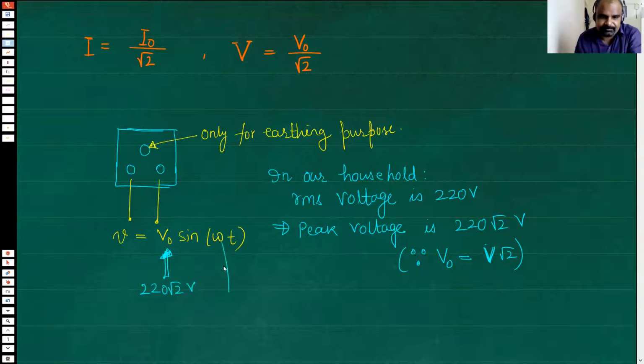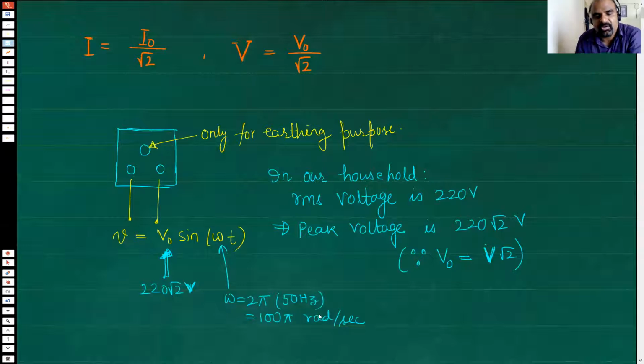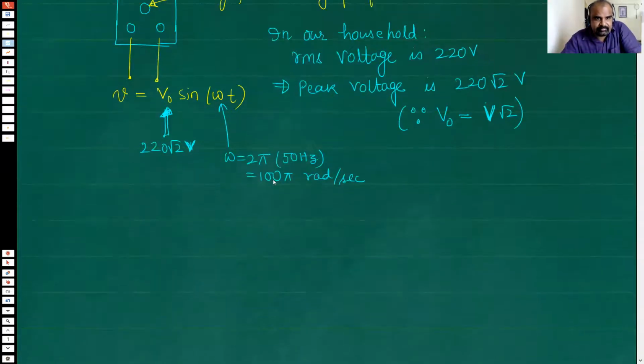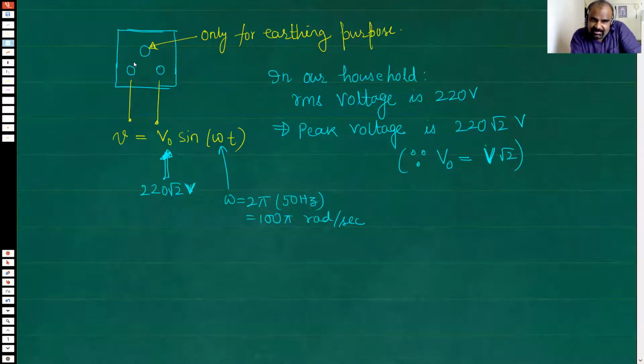And what about this omega? Well, we all know, I have explained this to you many a times, that omega is 2 pi f and frequency of our household voltage is 50 hertz. So 100 pi radian per second. So this was just a thing I wanted to tell you. Now, the symbol of these two, as you know, in a circuit, when we show the symbol will be like this. This is the symbol of AC source.